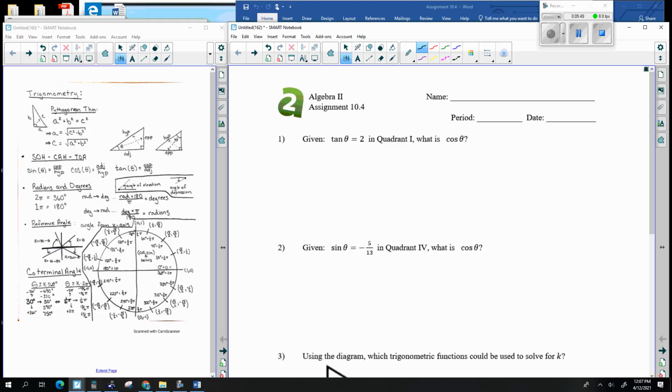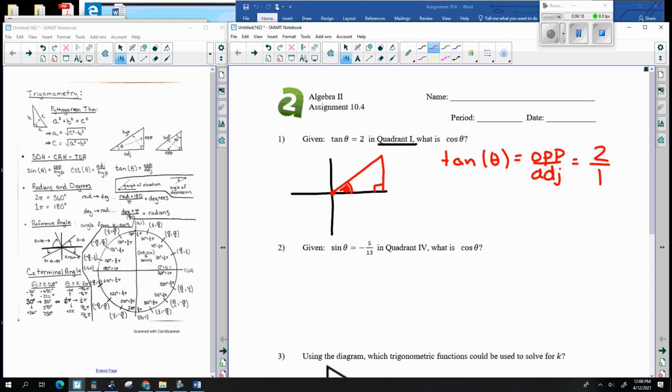So what I'm going to do is focus in right here first and foremost. Quadrant 1. Tangent is equal to the opposite over the adjacent. If they say tangent is equal to 2, that's aka 2 over 1. So that means my tangent is saying that the opposite is 2 and the adjacent is 1. So I fill in that given information.